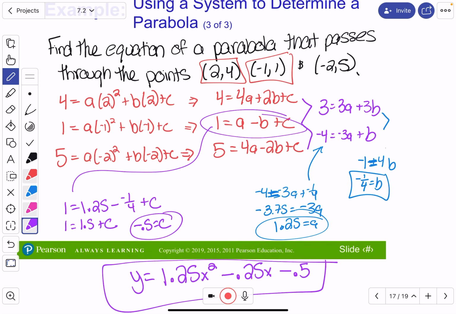So those are a bunch of different ways to use your systems. That's 7.2. Let me know if you have any questions.